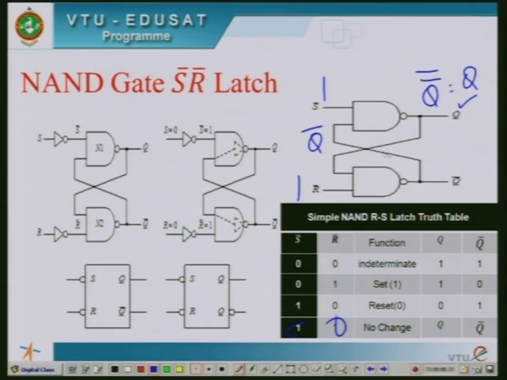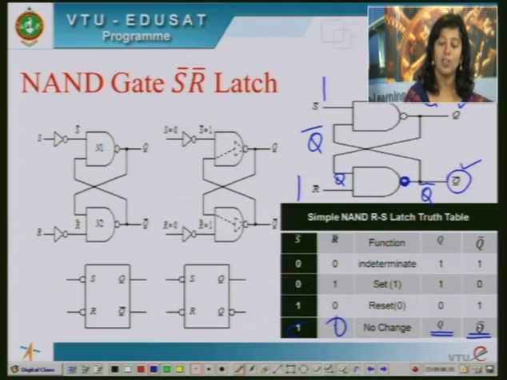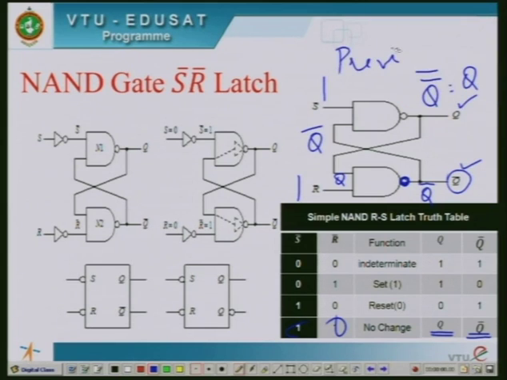Similarly, this Q is coupled to the input of the second gate. So, Q and 1 is Q, and the complement of that because it is a NAND gate. So, Q complement, that means again the same state. So, the output remains as Q and Q bar, and this is called the no change state or the same state. So, output remains in the previous state. We also call this previous state or no change state or same state. So, this is how a simple NAND gate S bar R bar latch works.